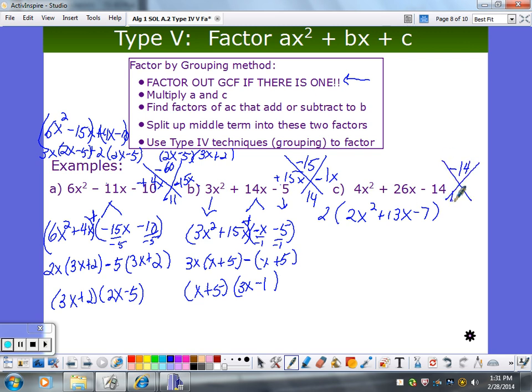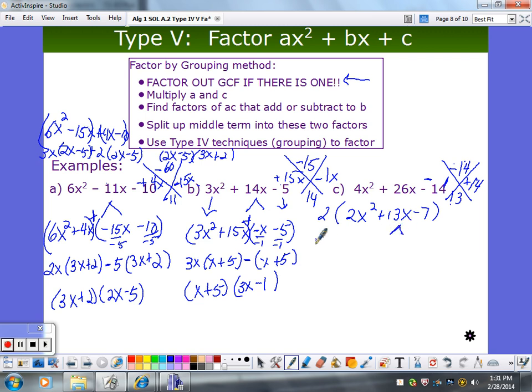And then I've got to add up to 13. It's going to be a plus minus here. Let's do minus plus this time. So what's it going to be? Positive 14 and a negative 1, because that multiplies up and it adds down.